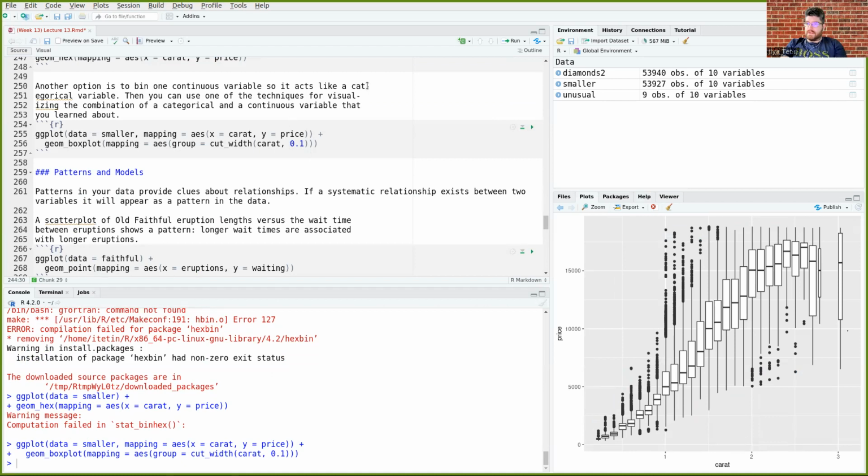So here is the categorical variable. Another option is when we have one continuous variable and a text-like categorical variable, then we can use the techniques of visualizing the combination of that. So the price is the numerical variable and carat is the categorical variable, and we just provided many more bins here. So many more box plots.